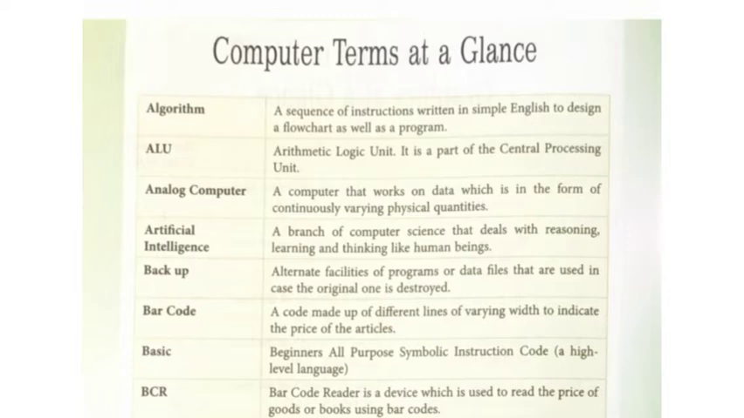What is algorithm? A sequence of instructions written in simple English to design a flow chart as well as a program. Algorithm is basically a solution where you find out any problem's answer in terms of a flow chart, and you write all the instructions one by one in proper steps and try to find out the answer, and this is called algorithm. Like preparing a tea.